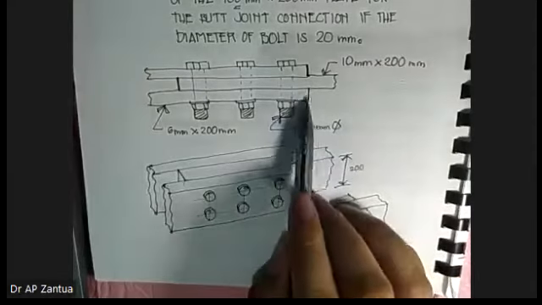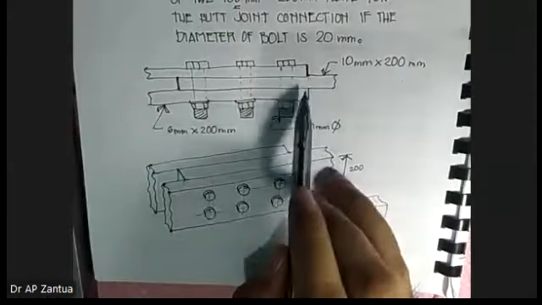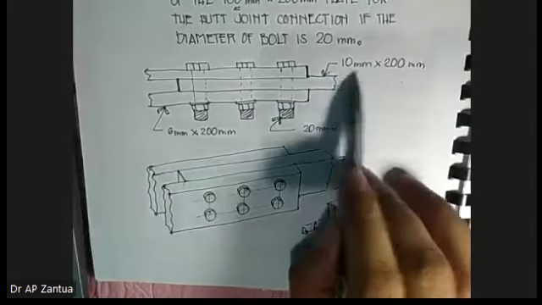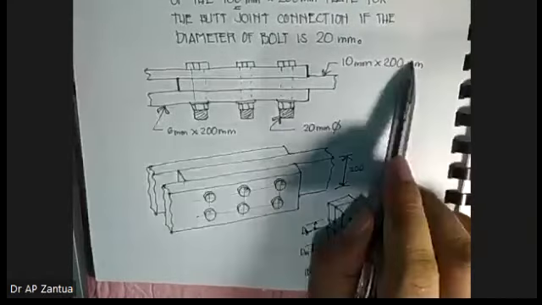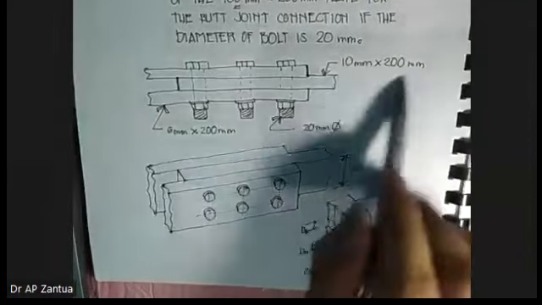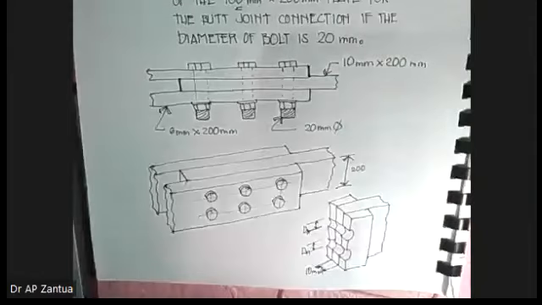So the other plates are 6 mm thick. This one and this one, both 6 mm. The center plate is 10 mm. So we are actually being asked for the center one, not the 6 mm plate, because this is 10. We are being asked to find the net area of this one. Okay, so that is the question.